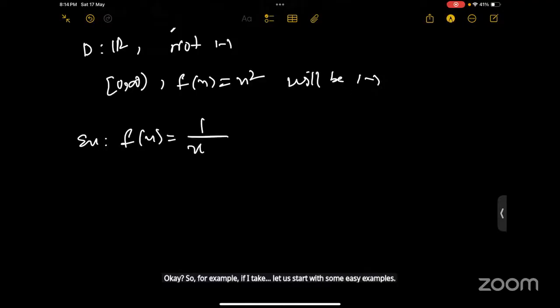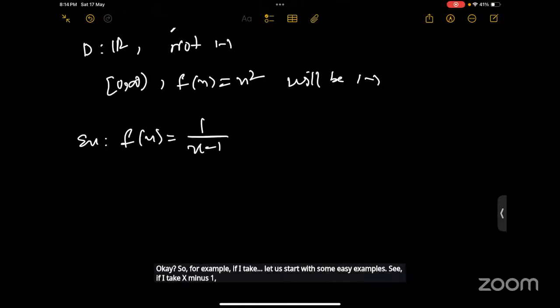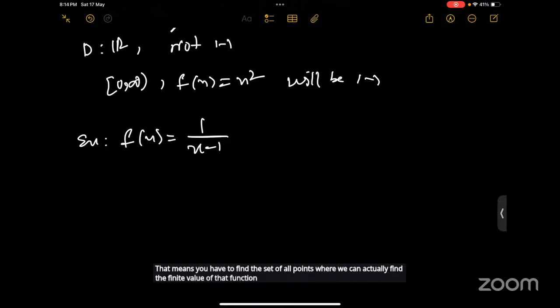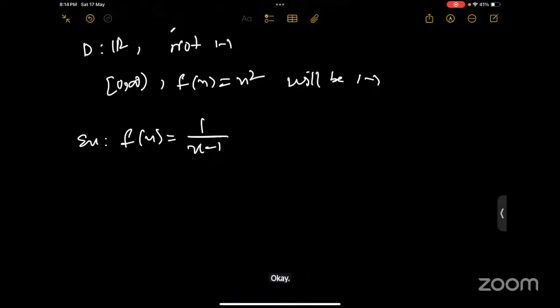See, if I take f(x) = 1/(x - 1) as our function, and suppose you have to find the domain of the function. That means you have to find the set of all points where we can actually find a finite value of that function, right? So what should be the set of all points according to you? So x can't be 1. Yes, because 1 by 0 is not defined, right? But if x is anything other than 1, then we can define the function, right?